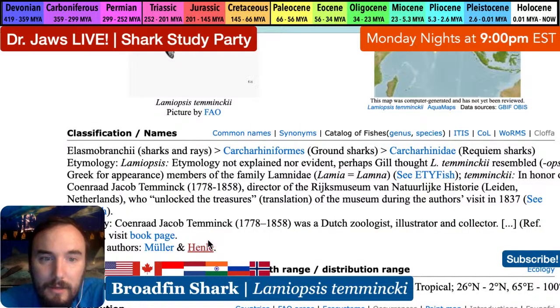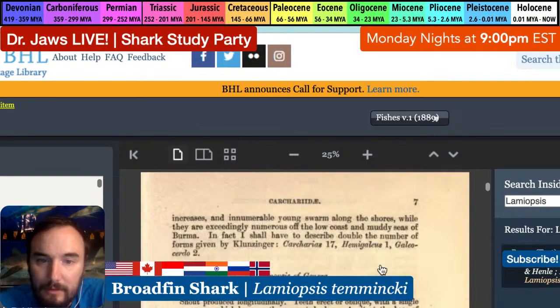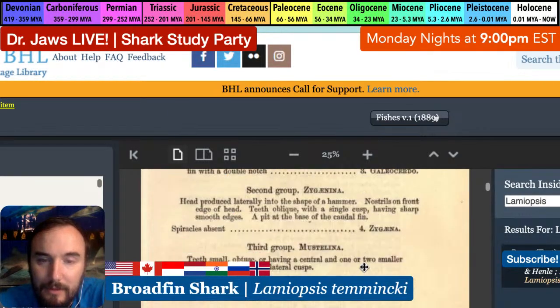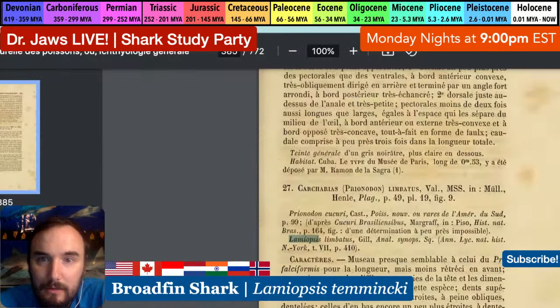So, and we'll take a look at some of the older literature later. I just want to see if there's anything that is more concrete on the broadfin shark, and I don't really see that here. Let's try this article.